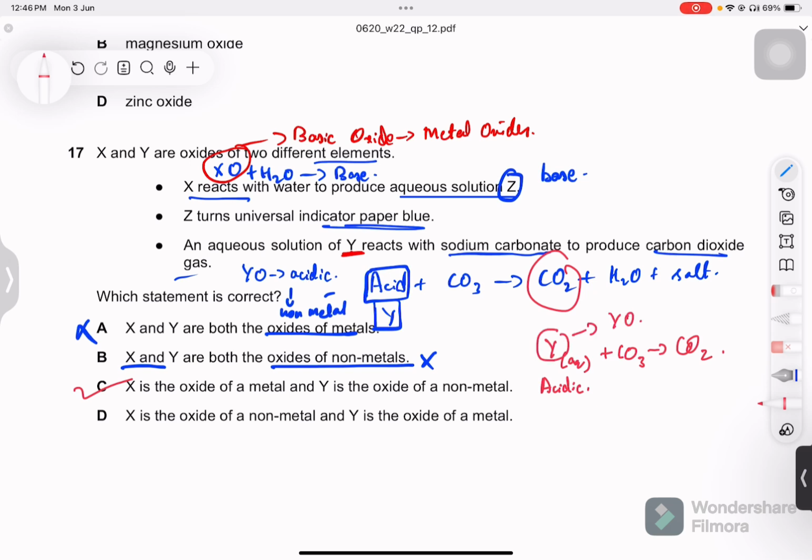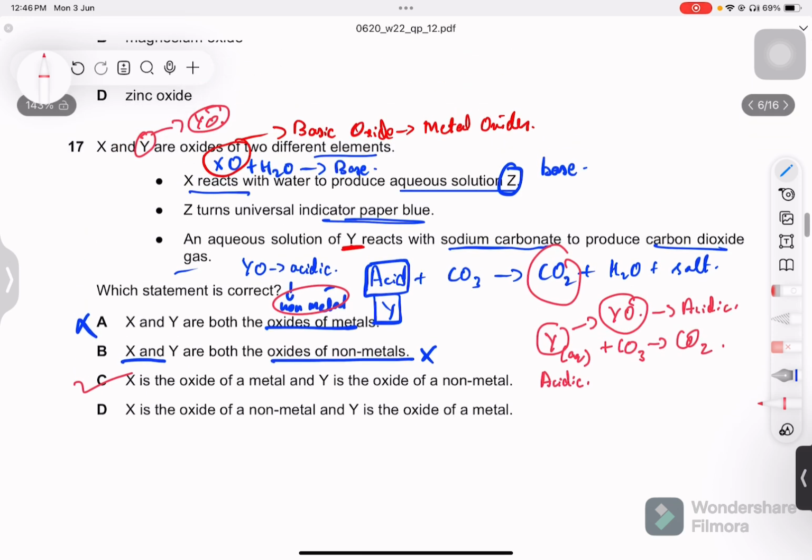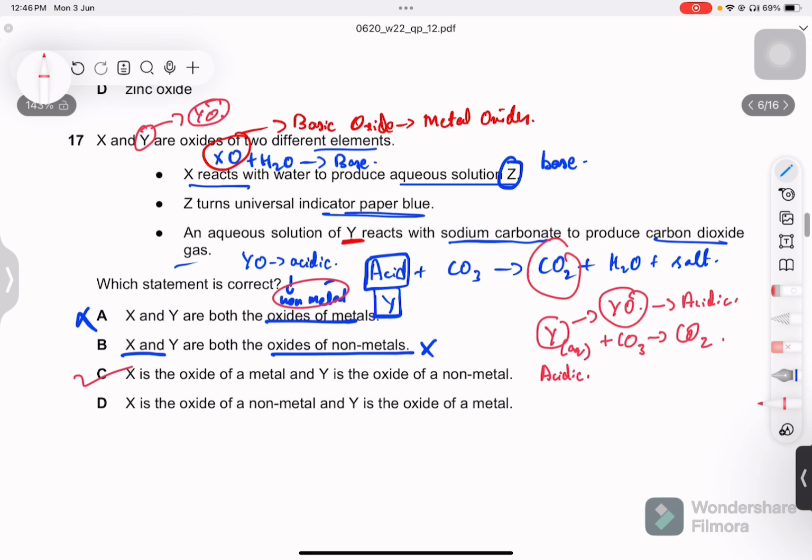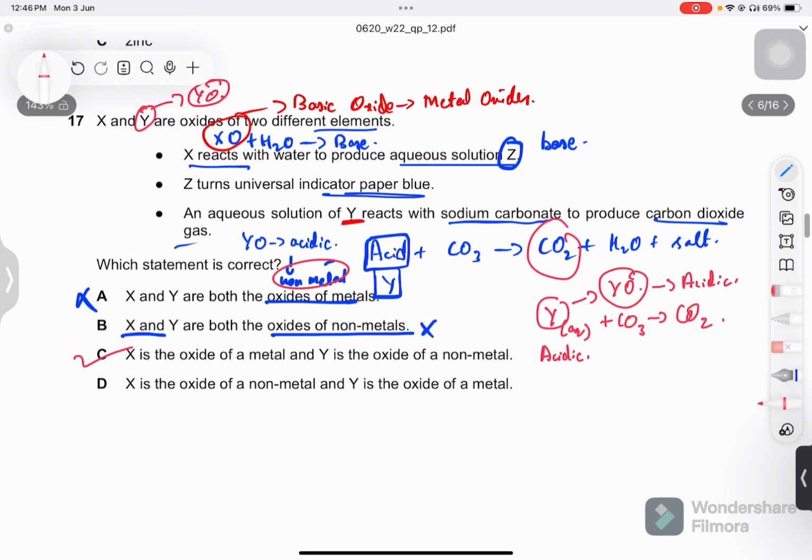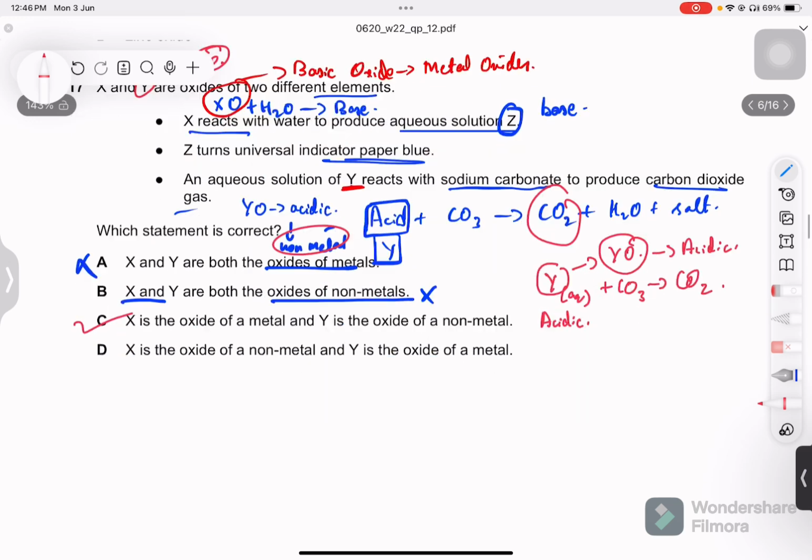So if YO formed a solution which is acidic, this means that YO is an acidic oxide. And acidic oxides are always non-metal oxides. Basically, the entire Y was the oxide, but I used YO deliberately to make it more understandable. So option C is correct. If you have any confusion, you should revisit the chapter acids, bases, and salts, and especially the bases topic.